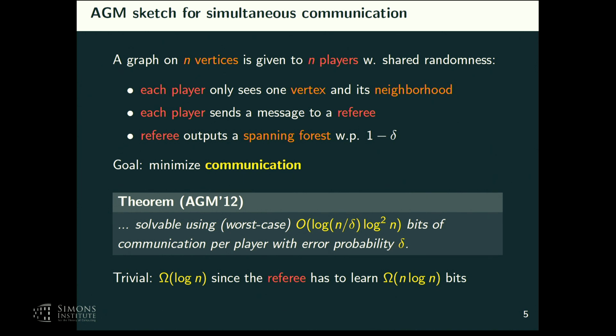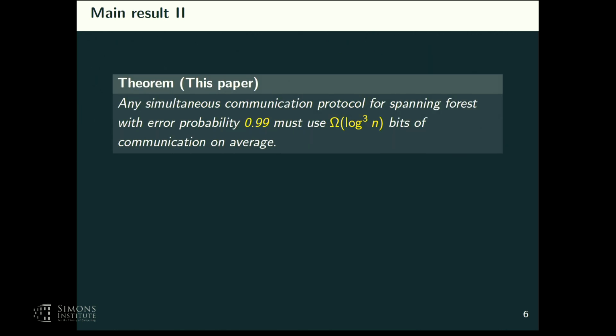And for this simultaneous communication game, there's also a trivial log n lower bound, because the referee has to output a spanning forest, who needs to learn n log n bits of information. So on average, each player has to send log n bits. And again, for constant error probability, this is using exactly 2 more log factors. And the second main result of this paper is this algorithm is again tight in this setting.